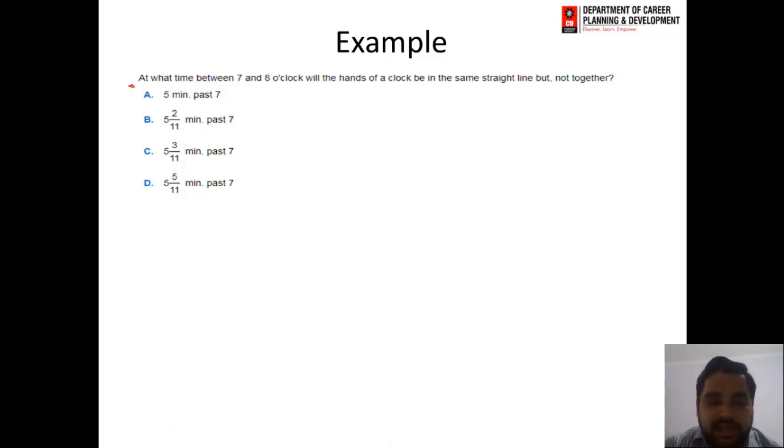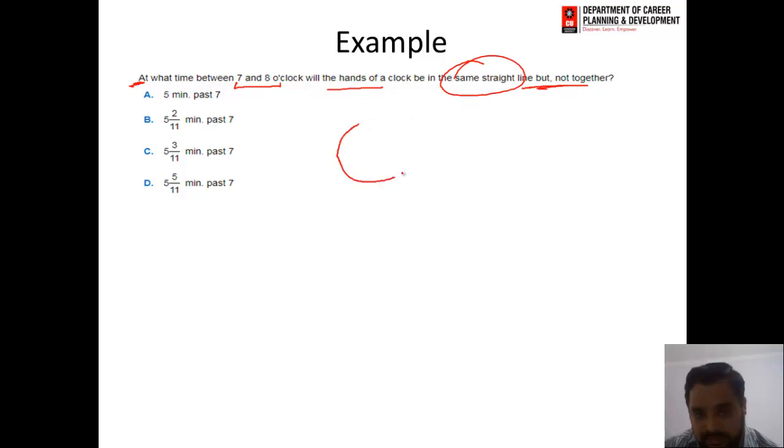The question says: at what time between 7 and 8 are the hands of the clock in a straight line but not together? It means the hour hand is between 7 and 8 like this. To make a straight line, the minute hand should be like this, and the angle between minute hand and hour hand is 180 degrees. So we know the hour hand is between 7 and 8 and the minute hand is somewhere between 1 and 2. This means the hour hand exceeds the minute hand.